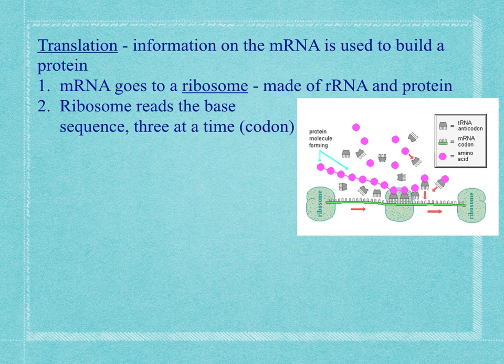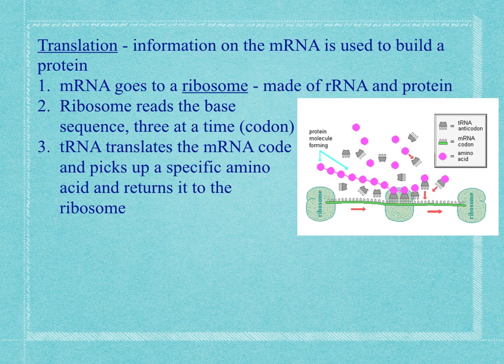The ribosome is going to read the base sequence 3 at a time. So it's going to look at those bases 3 at a time and read that. So it looks at the codon. Remember, a codon is 3 bases. So the ribosome reads the codon. And it's basically going to tell the transfer RNA to go pick up a specific amino acid based on what the messenger RNA code says. So the transfer RNA goes out, picks up the specific amino acid that it's supposed to, and brings it back to the ribosome.